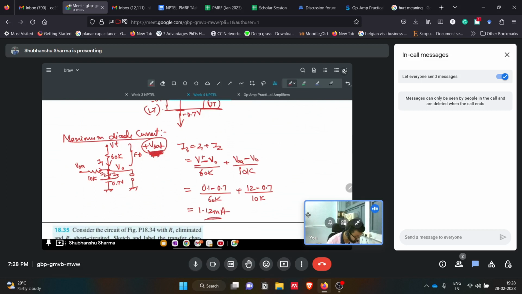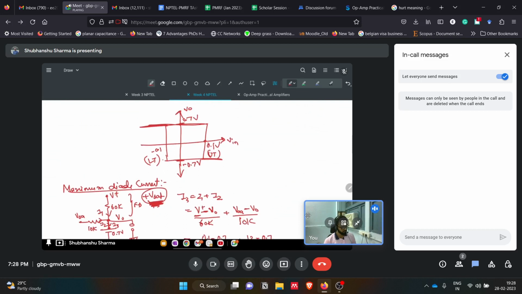If you analyze with respect to the negative saturation voltage, then also this will be the maximum current a diode can handle. The maximum current going through the diode is 1.12 milliamperes, I3. Fine. So this was about this circuit.